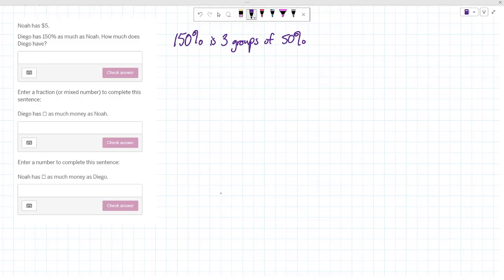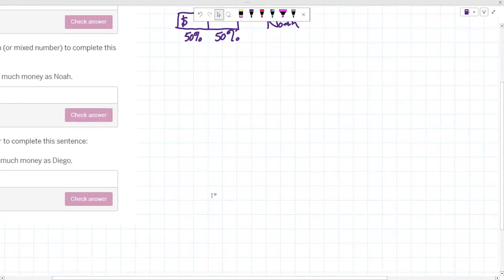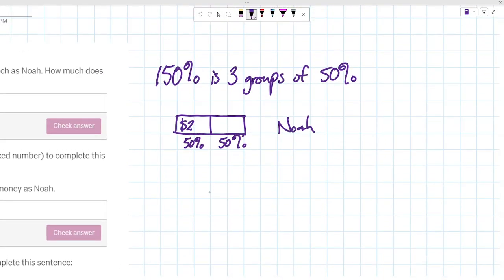If Noah's money is 100%, then by breaking into 50%, we've got 2 groups, right? Because there are 2 groups of 50% in 100%. So this is 50%, this is 50%. And Noah has $5 total. So how much money is in each of these groups if we have 2 equal groups that make $5? I'm going to zoom in just in case it's hard to see. So this would be $2.50 each of these groups.